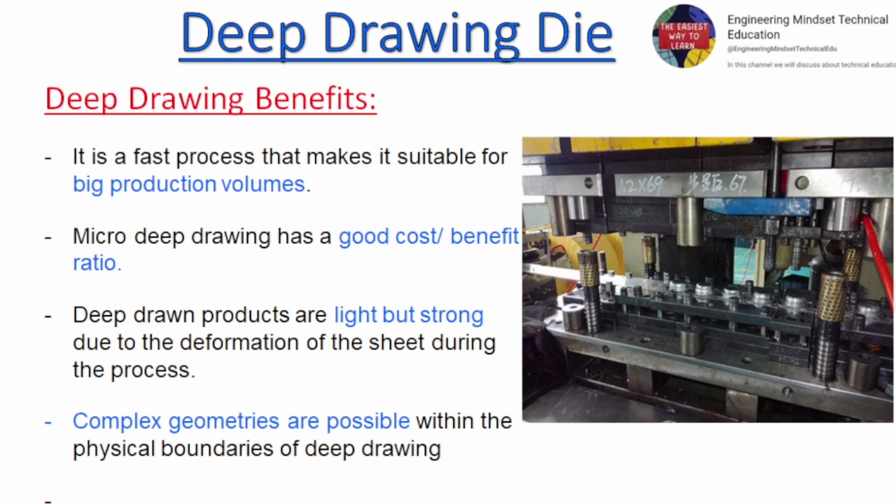Deep drawing benefits. It is a fast process that makes it suitable for big production volumes. Micro deep drawing has a good cost-benefit ratio. Deep drawn products are light but strong due to the deformation of the sheet during the process. Complex geometries are possible within the physical boundaries of deep drawing.